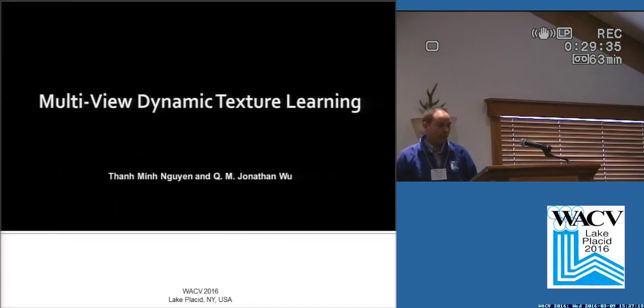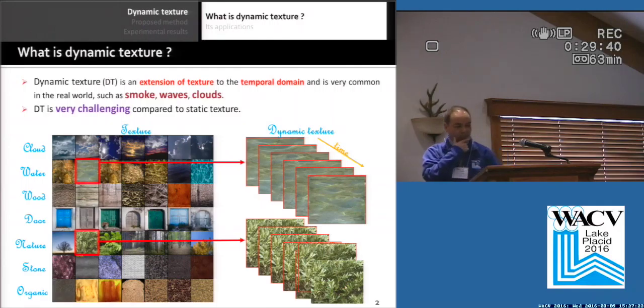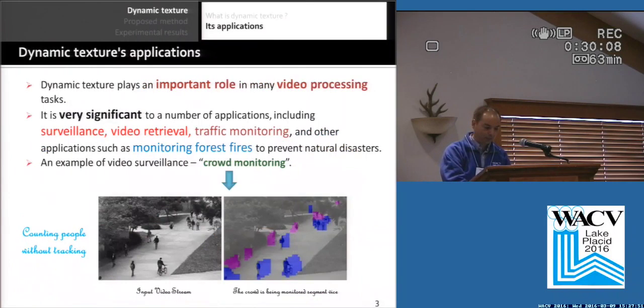Okay, so my talk is about multi-view dynamic texture learning. We know that we see a lot of static texture in the real world. And if we have a temporal domain, like the waves and the trees, then we will have what's called a dynamic texture. That means we usually see it in a lot of videos. And solving the dynamic texture problem is very challenging.